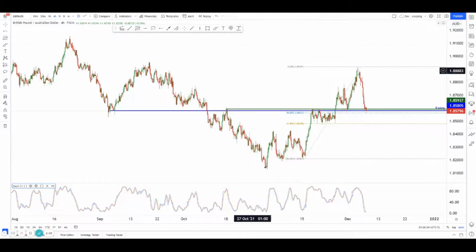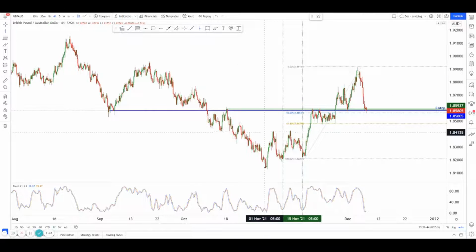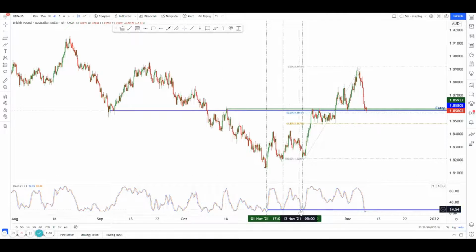The big bounces, I noticed, the previous big bounces all happened around here. So I'm just going to pick the levels, highlight where the big reversals happened previously. And you can see that all of them tend to have happened around here. So the 12%. Price is testing a level, and we might see a nice little bounce from here.